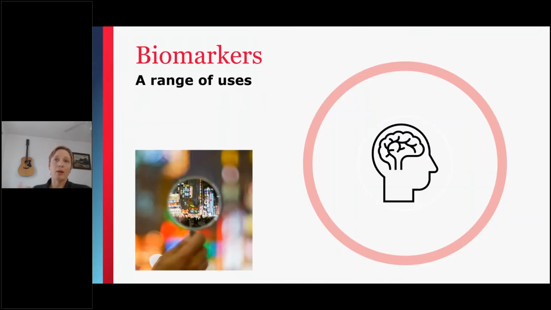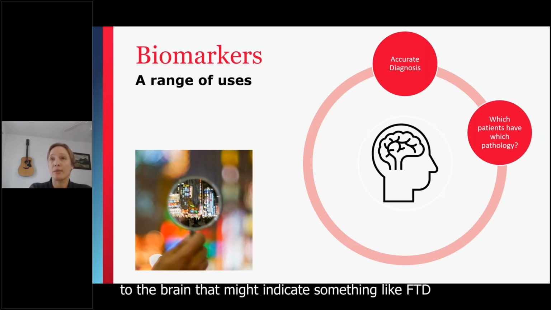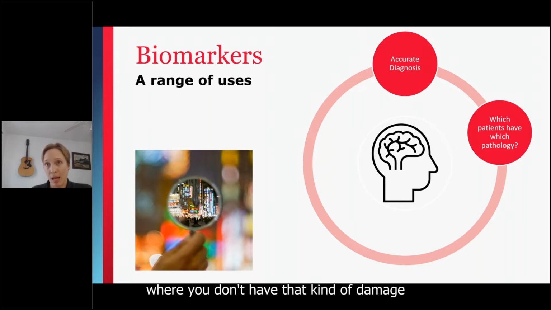So to step back, biomarkers are used for a lot of different things. One could be for accurate diagnosis. Wouldn't it be amazing if, when somebody starts to experience symptoms related to depression or anxiety, their doctor could do a blood test to see if there's underlying actual damage to the brain that might indicate something like FTD, versus maybe psychiatric disorders where you don't have that kind of damage?